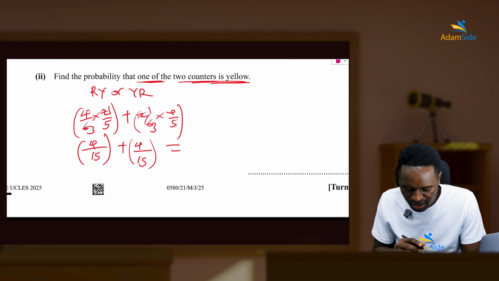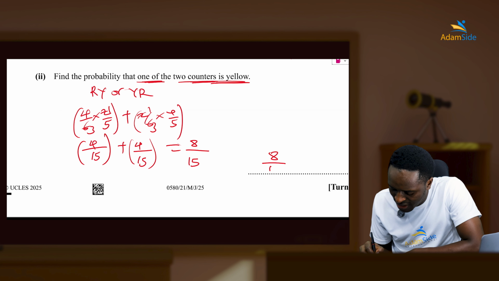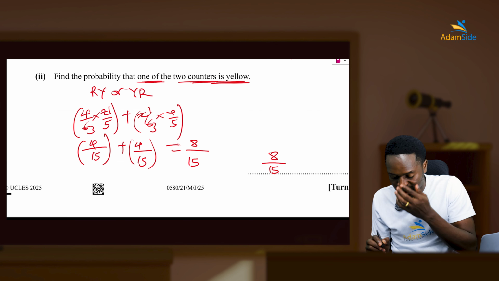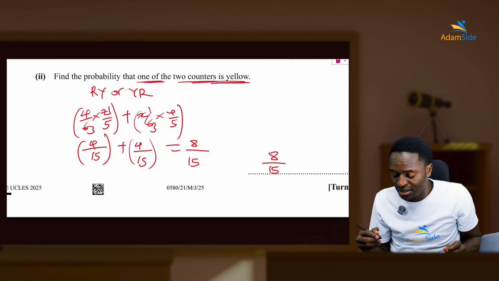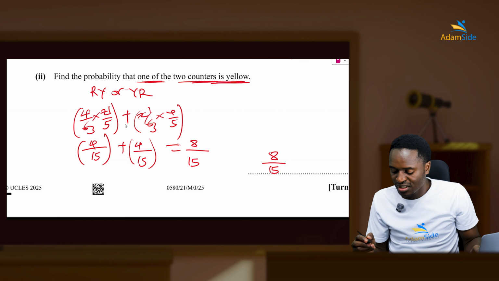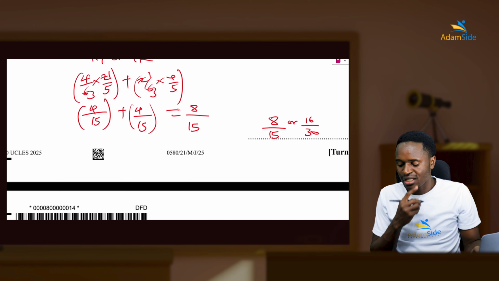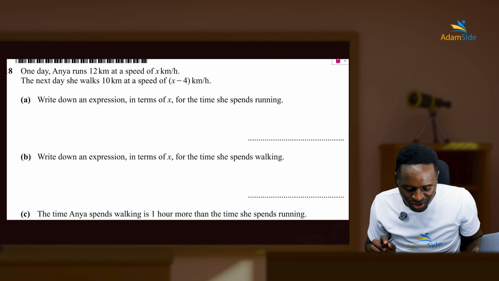When you do this, what do we get? When you add, you get 8 out of 15. So our answer will be 8 out of 15. Equivalent will be 16 out of 30. So this or equivalent, you can say 16 out of 30. So we are correct. Then we go to question number 18.